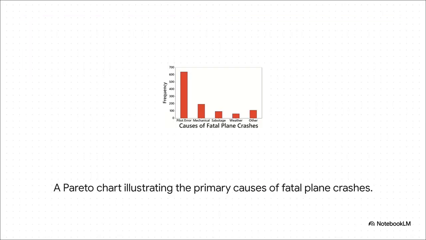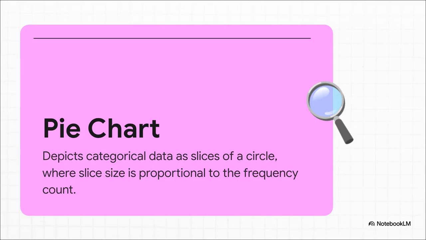Check out this chart showing the causes of fatal plane crashes. Because it's a Pareto chart, your eye is immediately drawn to the tallest bar, pilot error. The sorting basically forces you to focus on the most frequent cause first. This is the Pareto principle, the 80-20 rule in action, showing how a few key causes often drive most of the outcomes. And of course, we have to talk about the pie chart. It's probably the most famous graph of all.